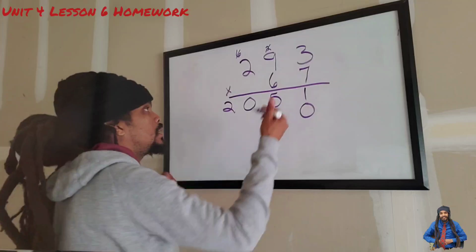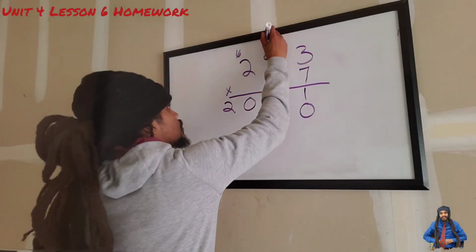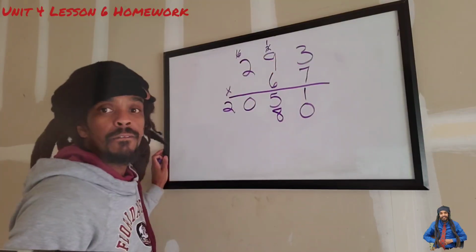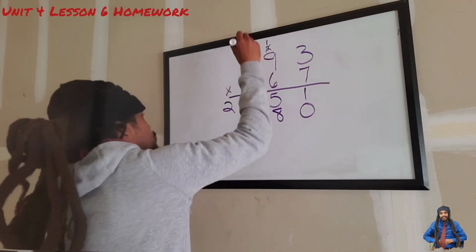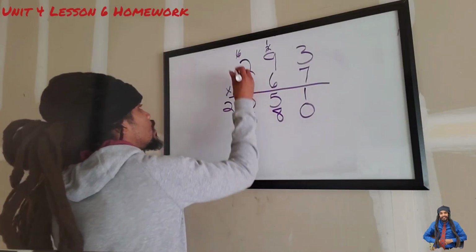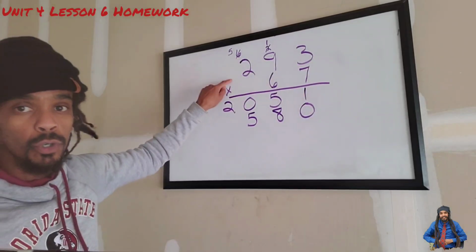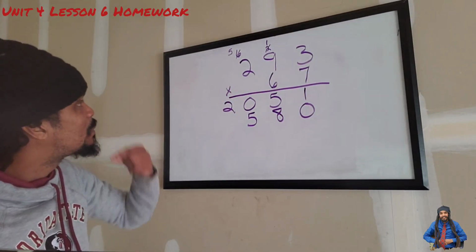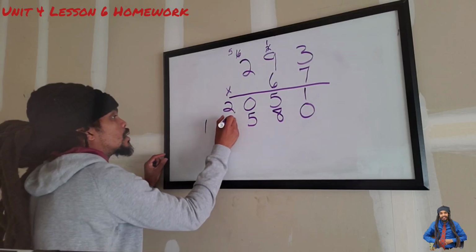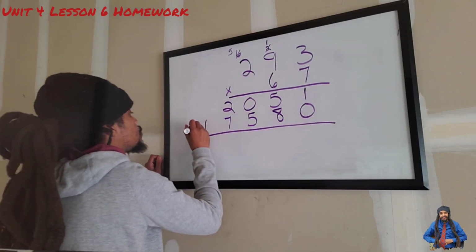6 times 3 is 18. Drop your 8. Raise your 1. 6 times 9, 54. Plus 1, which makes 55. Drop our 5. Raise our 5. 6 times 2 is 12. Plus 5 is 17. We're going to drop the whole thing. Now we are ready to add.